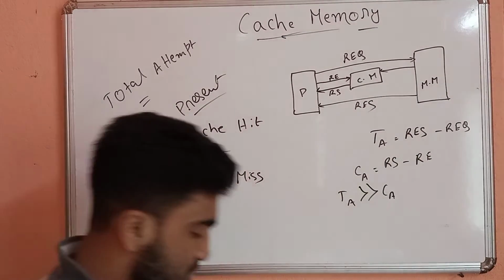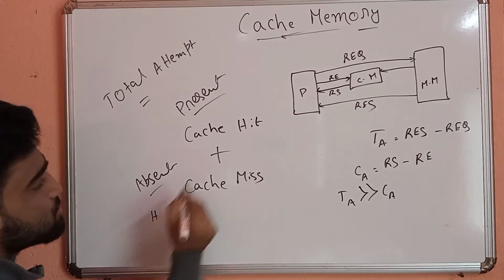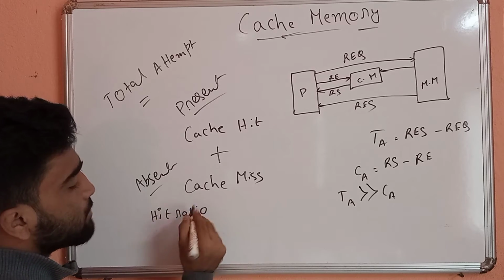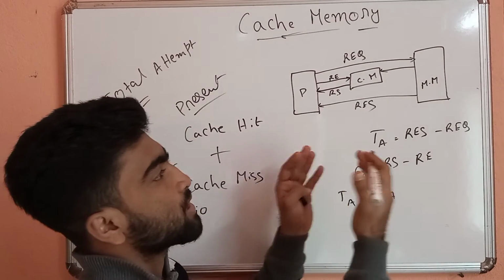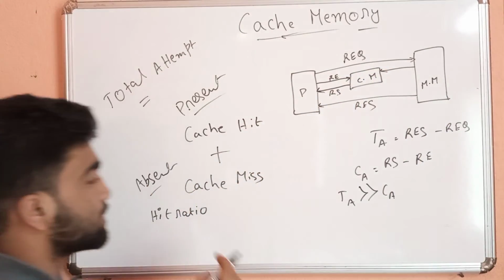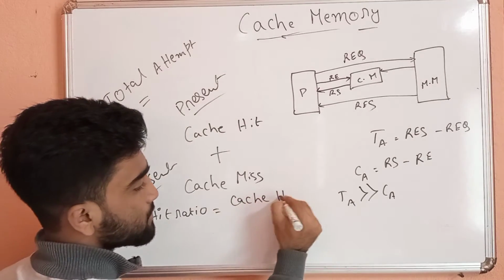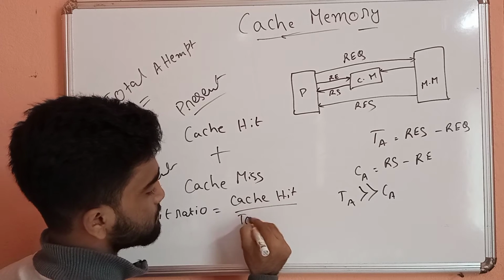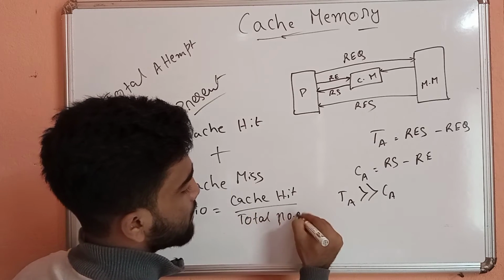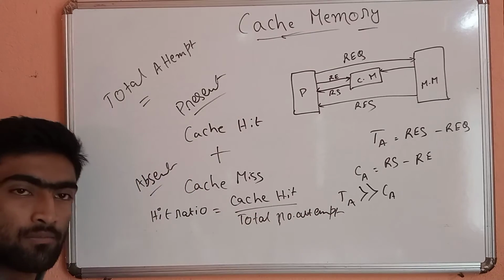Now, what would be the performance of the cache memory? How to find the hit ratio? The hit ratio of cache memory means how many times the content which needs to be accessed by the processor is found in the cache memory. That is the hit ratio. It is cache hit divided by total number of attempts.